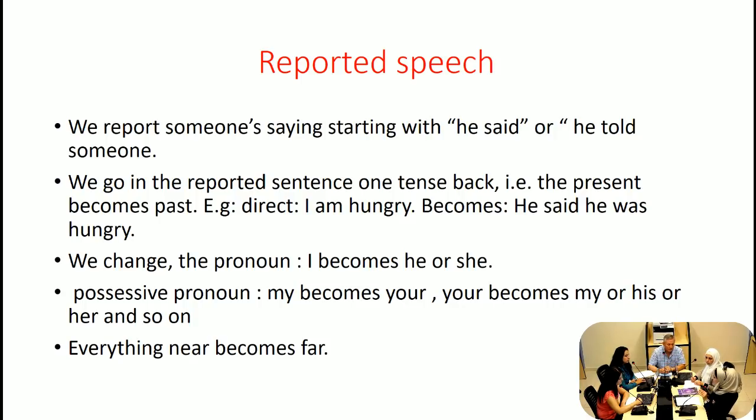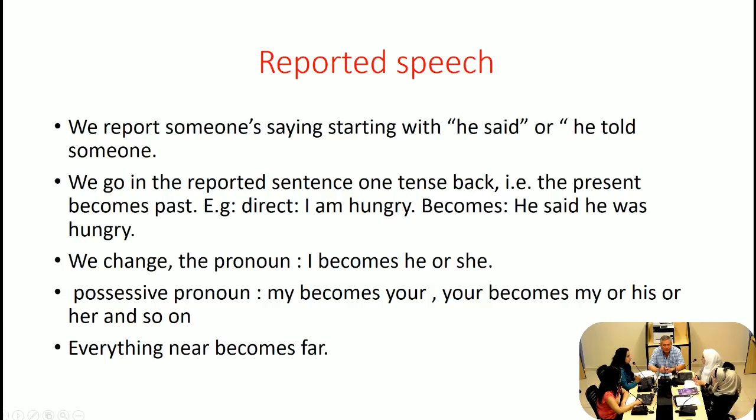We report someone saying, starting with he said or he told someone. The introductory verb for reported speech can be he or she said, or told. Also, told needs an object. We say told me, told Ahmed, told Huda, but said doesn't need an object. We have many reporting verbs, such as said, ask, inquire, describe, sometimes what he wants to know, and so on.